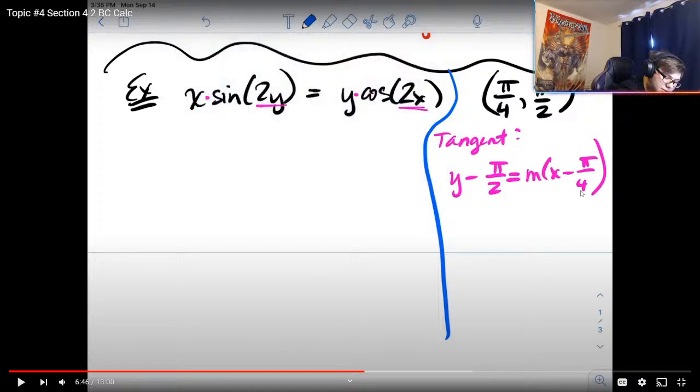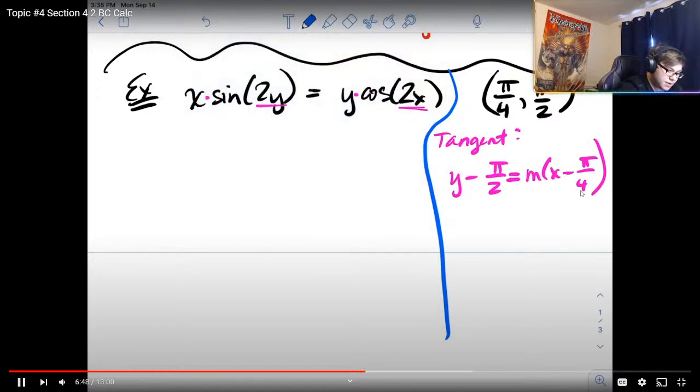And so the tangent would be y minus y naught is equal to the slope times x minus x naught, which would be pi over 4. There we go.